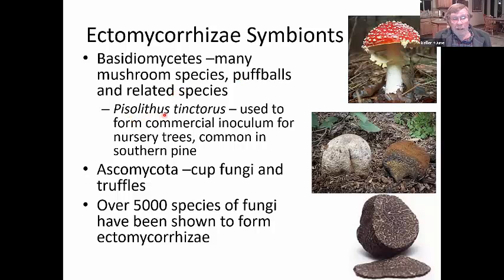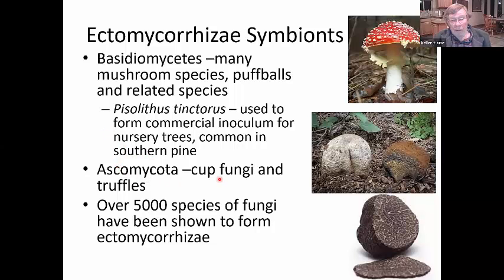I put one down here because I just love to say the name Pisolithus tinctorius. It's used to form commercial inoculum for nursery trees, and it's really common in the southeastern United States. Forestry people inoculate trees with this one, and this is a picture of it. It's kind of an ugly-looking puffball kind of thing. It forms literally gobs and gobs of spores. But that's a common one that they use to inoculate trees in the southeast.